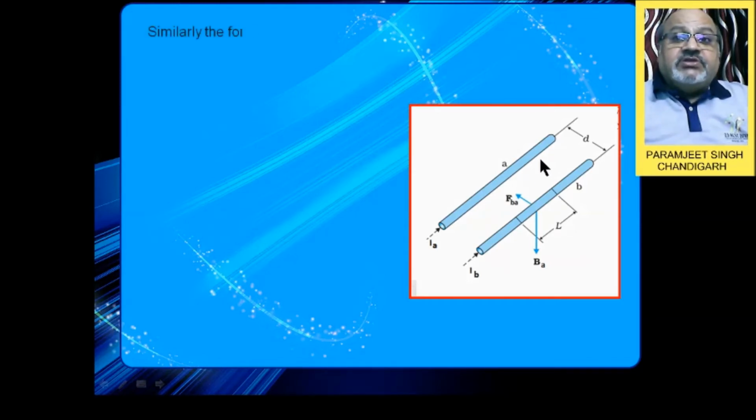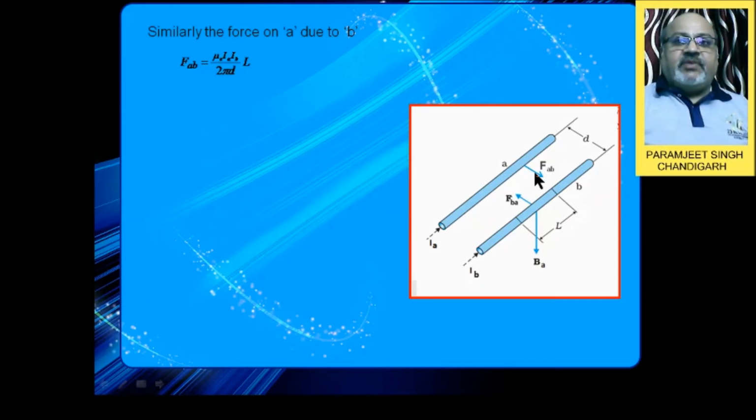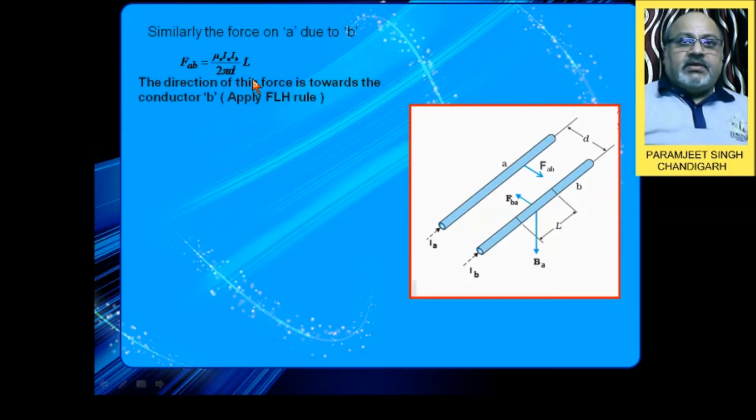Now what will be the direction of FAB, from A to B? Apply again Fleming's left hand rule. Settle this in the direction of field, and this in the direction of current. So the thumb indicates the direction of FAB. This is towards B, and the magnitude will be the same. Similarly, you can find this FAB, force on A by B, with the same magnitude. And the direction, I have already explained to you.